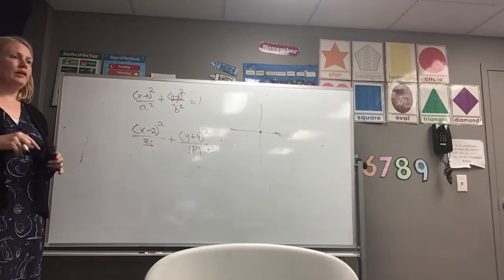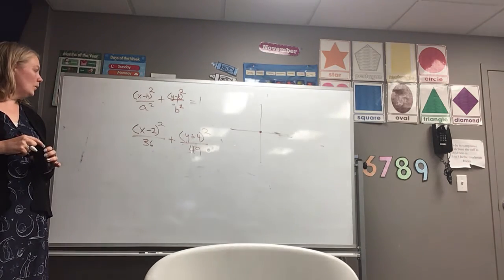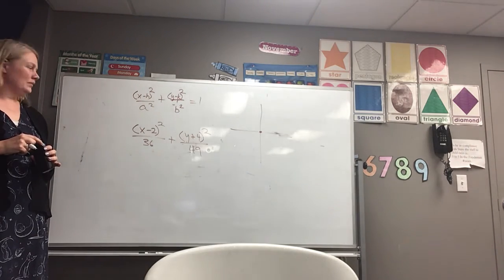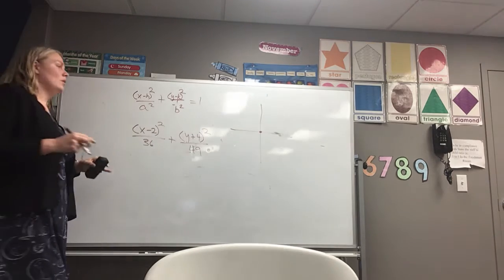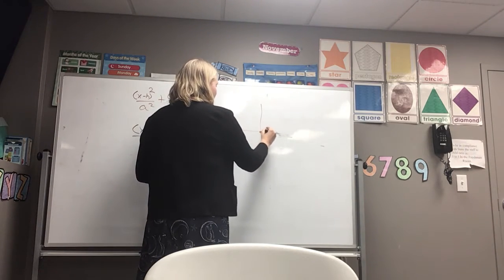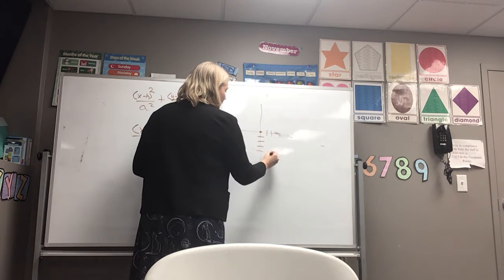What's going on with this ellipse? The center is at 2, -4. It's about what makes it 0. And so for our center, we are at positive 2, down 4.